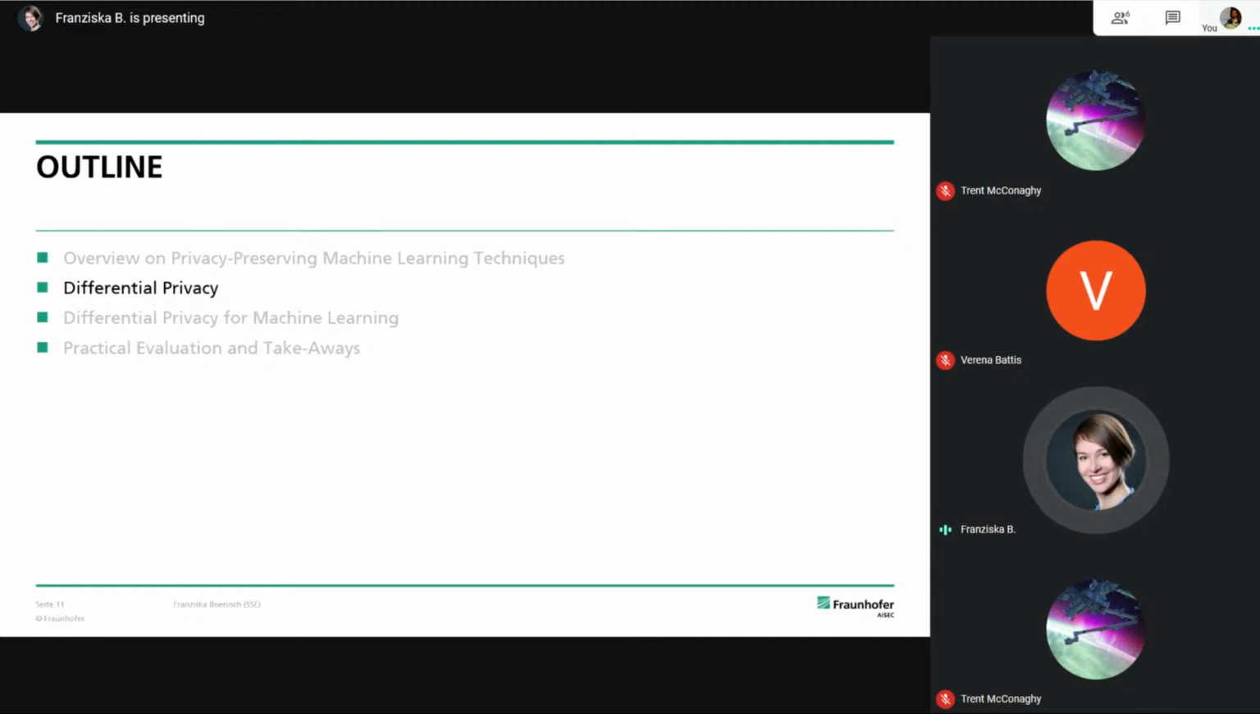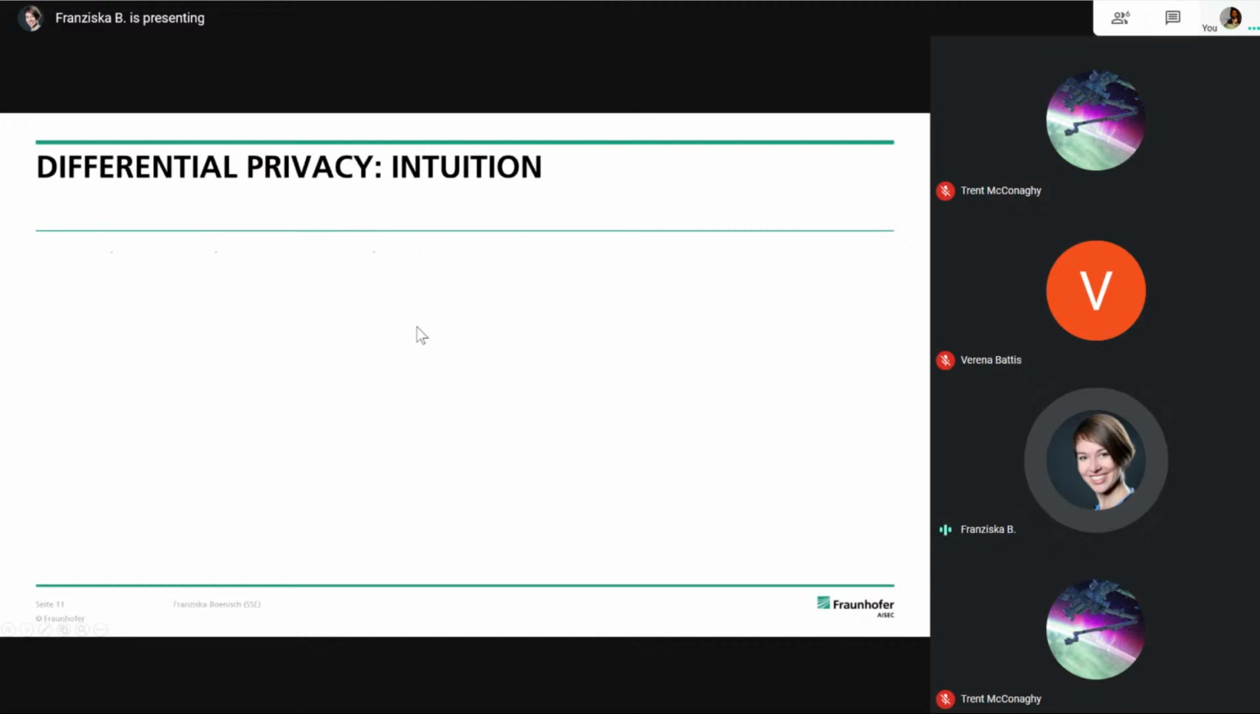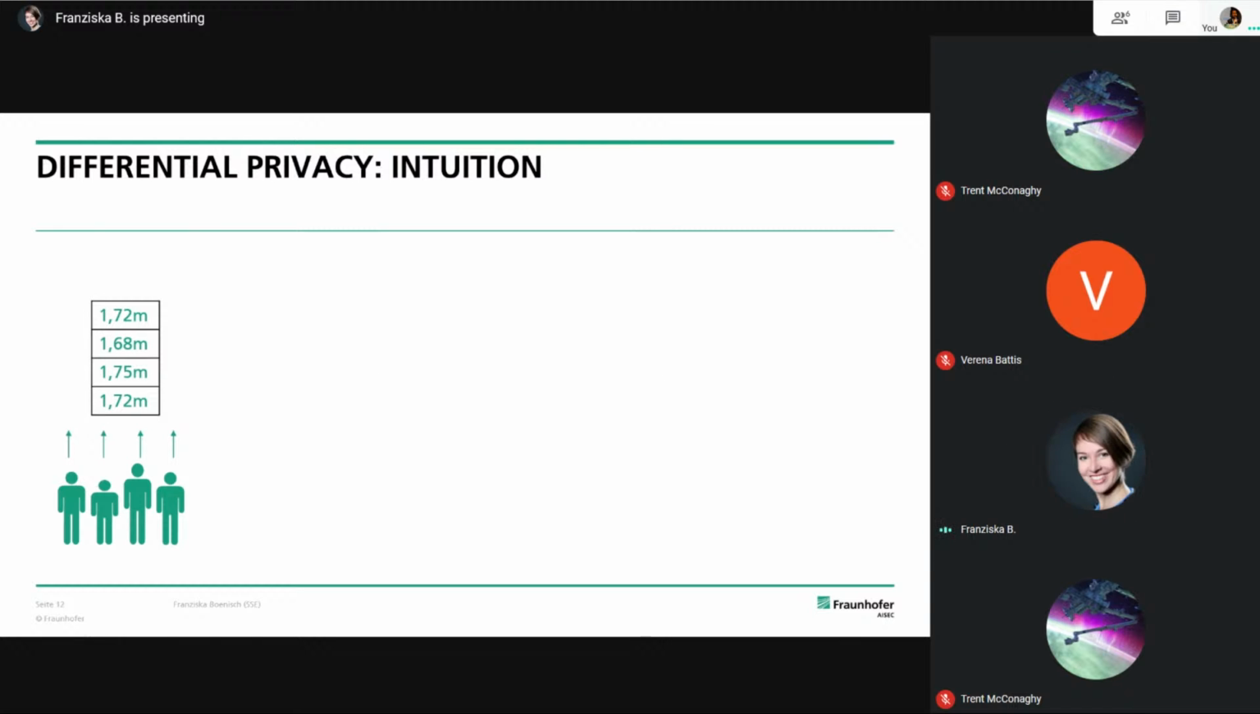For the machine learning models, I think you got a good idea in Verena's talk how this could look. But in usual analysis, it's maybe not so intuitive. Therefore, let me give you a little example of how analysis on data could be privacy disclosing. Imagine you have a group of people and you want to compute something about them, for example, their average height. So you take the data points and you compute the average. So far, so good. It doesn't look so privacy disclosing yet.